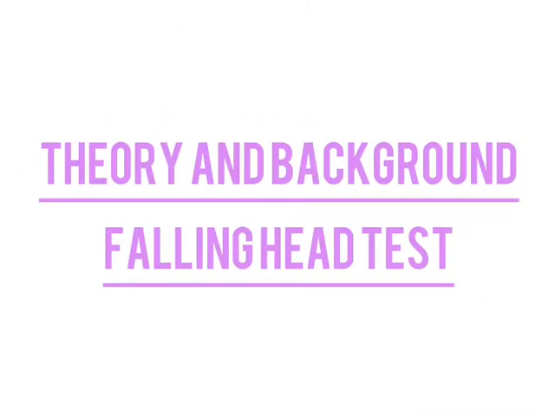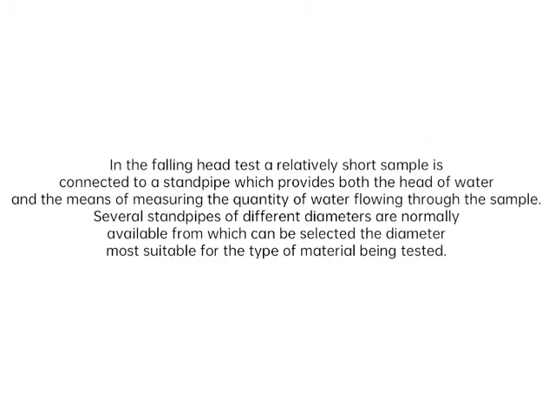So I will explain about the theory and the background of the falling head test. The falling head test is a short sample connected to a standpipe which provides both the head of water and the means of measuring the quantity of water flowing through the sample. Several standpipes of different diameters are normally available, from which can be selected the diameter most suitable for the type of the material being tested.